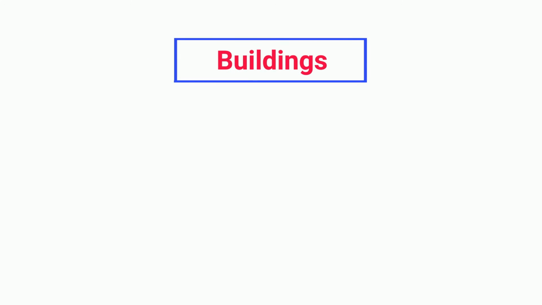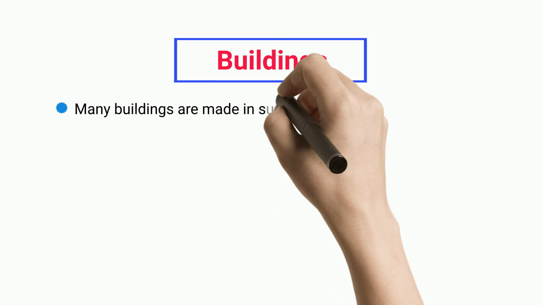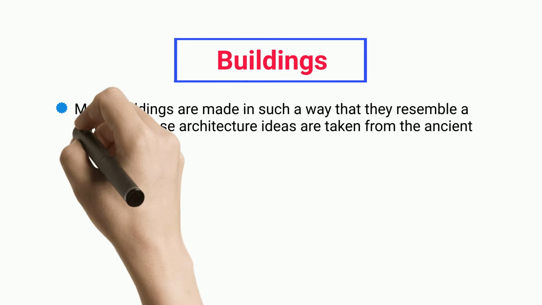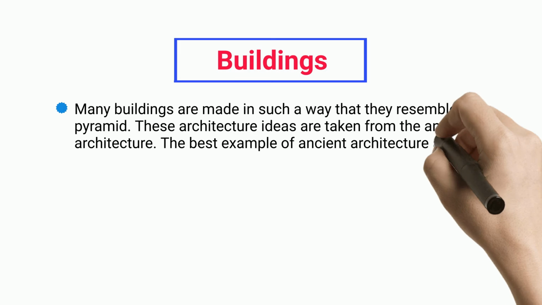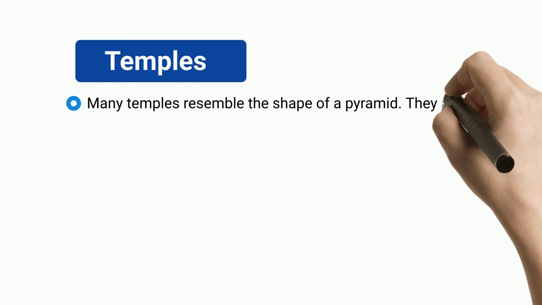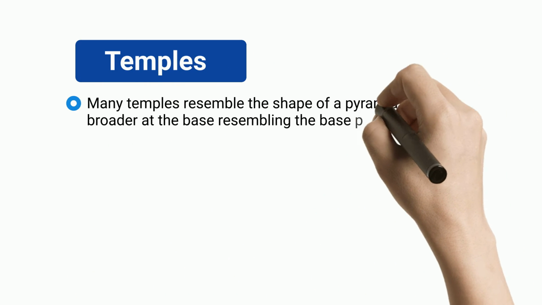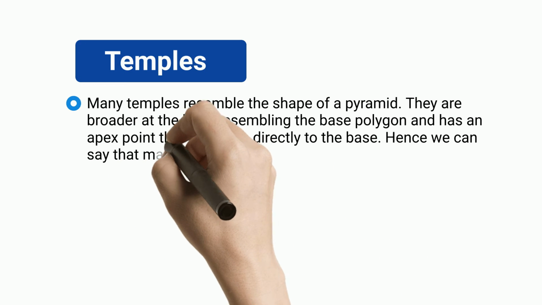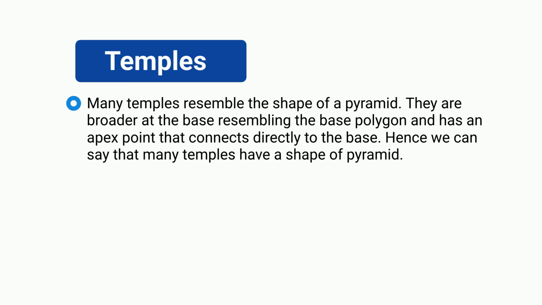Buildings. Many buildings are made in such a way that they resemble a pyramid. These architecture ideas are taken from ancient architecture. The best example of ancient architecture. Temples. Many temples resemble the shape of a pyramid. They are broader at the base, resembling the base polygon, and have an apex point that connects directly to the base. Hence we can say that many temples have the shape of a pyramid.